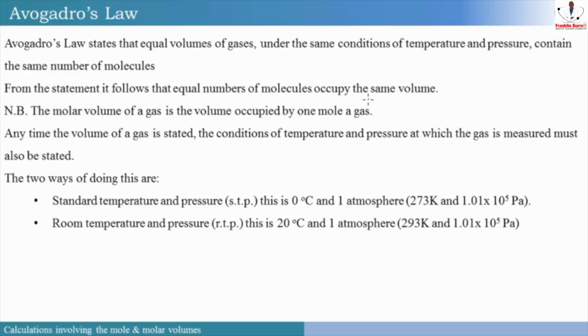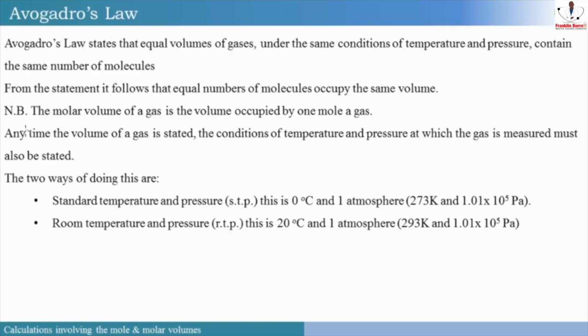So if I have oxygen as one set of molecules and carbon dioxide as another set of molecules, and we are under the same condition of temperature and pressure, then if both gases are of equal volume, they would contain the same number of molecules if you count them one by one. That is all the law is saying. So equal volumes of different gases under the same condition of temperature and pressure will contain the same number of molecules.